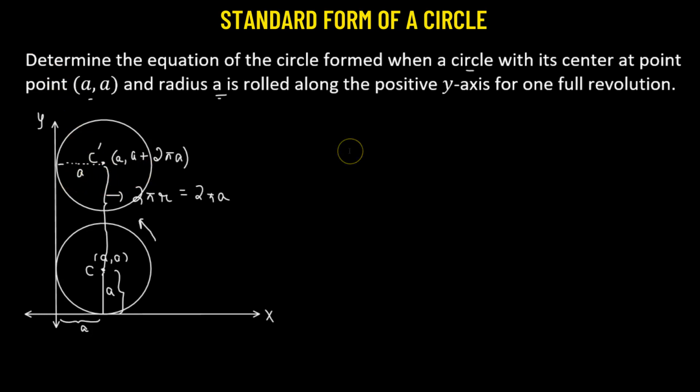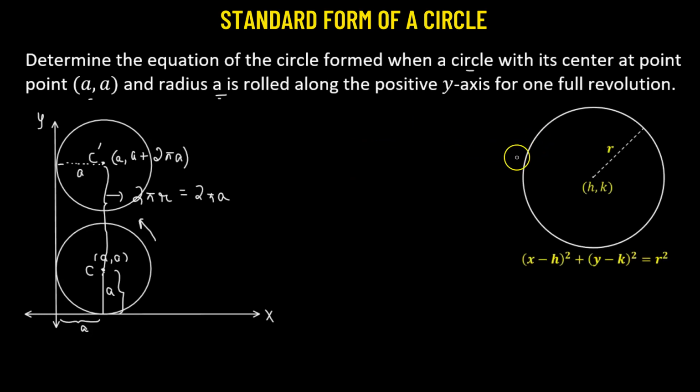So that's the coordinate of the new center, and the radius is going to stay fixed at a. So now that we have the new coordinate of the center as well as the radius of the circle, we can easily determine the equation of this new circle. For this, we're going to use the standard form of a circle. If we have a circle whose center is given by the coordinate (h, k), and it has a radius of r, then the equation of the circle is given by (x minus h) whole squared plus (y minus k) whole squared equals r squared. So this is the standard equation of the circle.